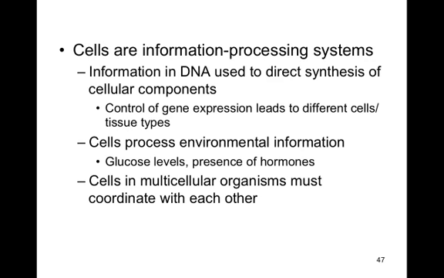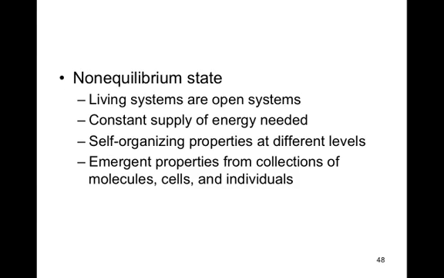Cells also process environmental information. For example, we measure glucose levels in the blood and the presence of hormones in the blood. Each cell has receptors for different substances, which are controlled by all those things that control gene expression. Cells in multicellular organisms also must coordinate with each other so that the system runs smoothly.